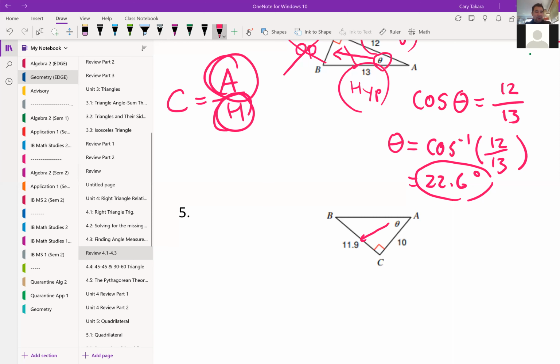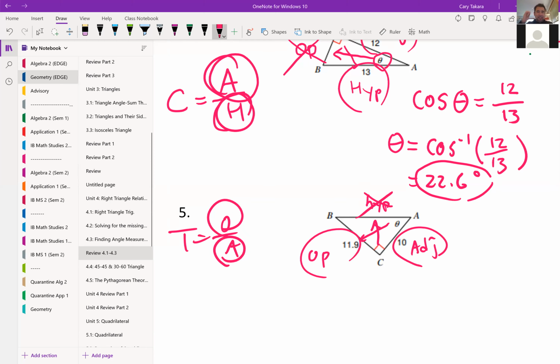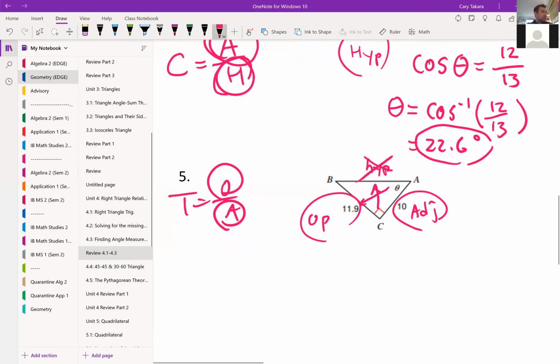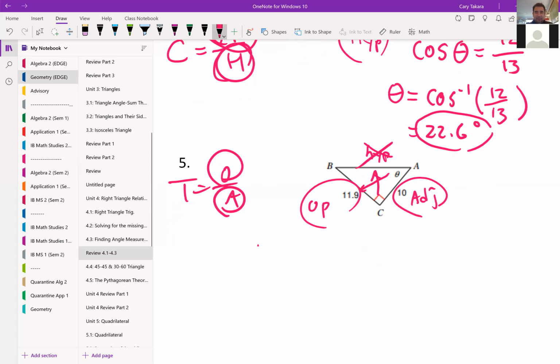And so opposite, hypotenuse, adjacent. There's nothing on the hypotenuse, so it's opposite and adjacent. So it's TOA, tangent is opposite over adjacent. So this has to be tangent. Let's set it up. The angle we don't know, so let's put theta. Tangent of theta equals 11.9 over 10.